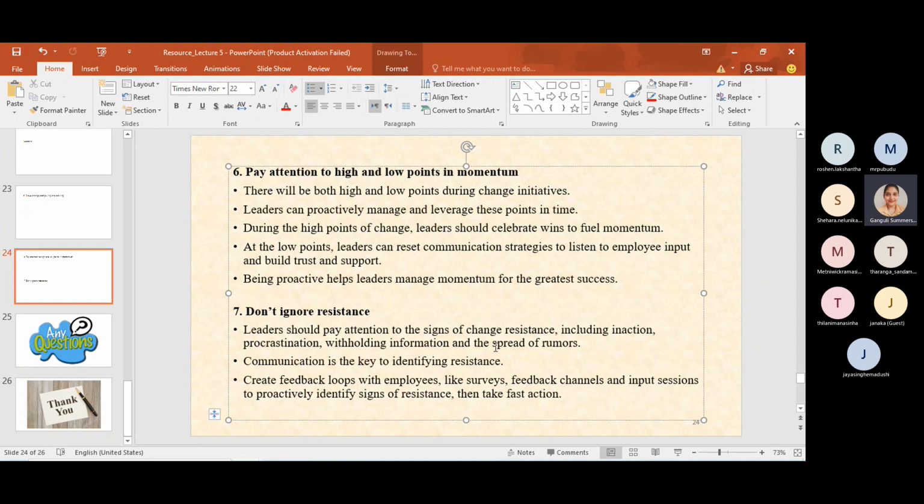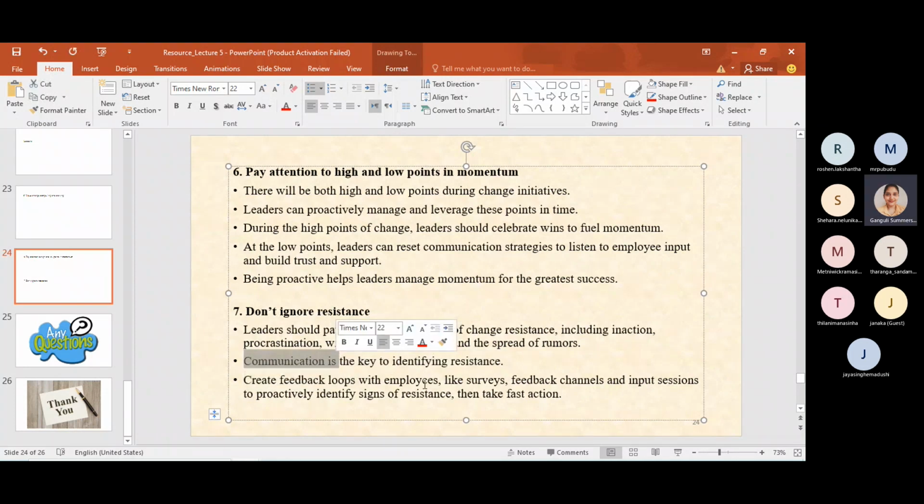And spread of rumors. Some people spread rumors when they do not like a certain change. These are the signs of change resistance. As a leader, if you observe any of these signs in your employees, you should take immediate action. Communication is the key to identify resistance. You can identify change resistance mainly through communication.